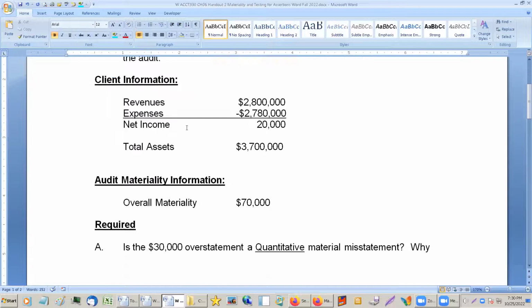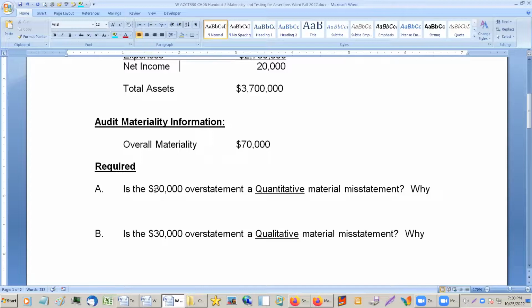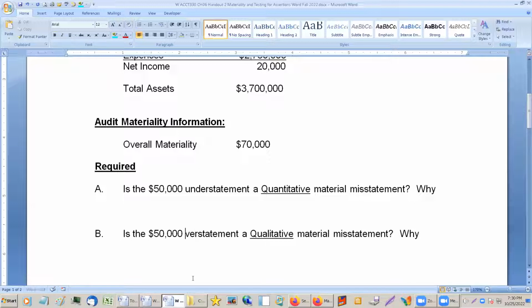I made a mistake here. Go down here to the required. I stupidly put the answer in. This should be 50,000 and 50,000. These are understatements. You'll see why I put that in a second. And it's not just because I'm an idiot, okay? It's something completely different. So make sure you change these down here. Do me this favor. I put those in wrong.